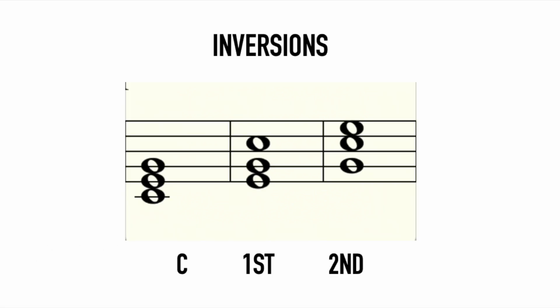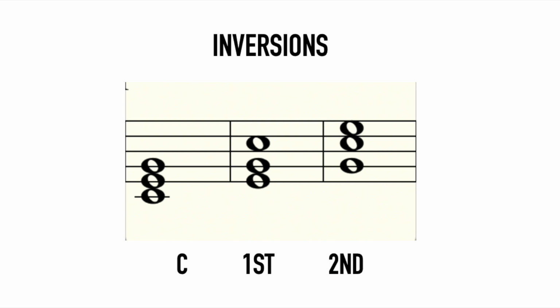Last, I'm going to talk about inversions. Now we know the chord C major is made up of the notes C, E, and G. So far we've seen them where the C is on the bottom, the E stacked on top of it, and the G on top of that. But they can be played in different orders.